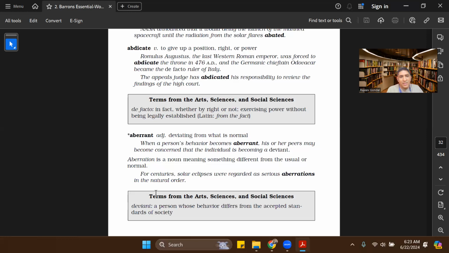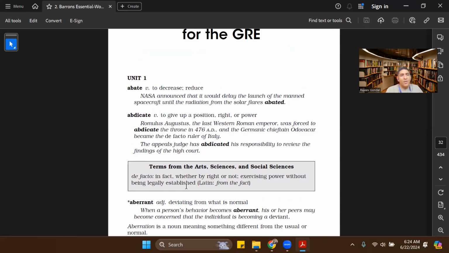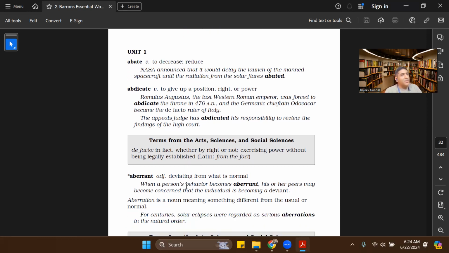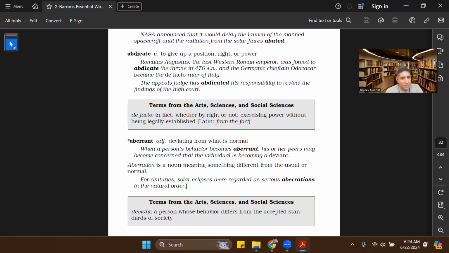Here we have this sentence: for centuries, solar eclipses were regarded as serious aberrations. There is another word, aberration, which is a noun, serious aberrations in the natural order. So aberrant means away from normal. So abate was to lessen, abdicate was to give up position and go away, and aberrant is abnormal behavior.